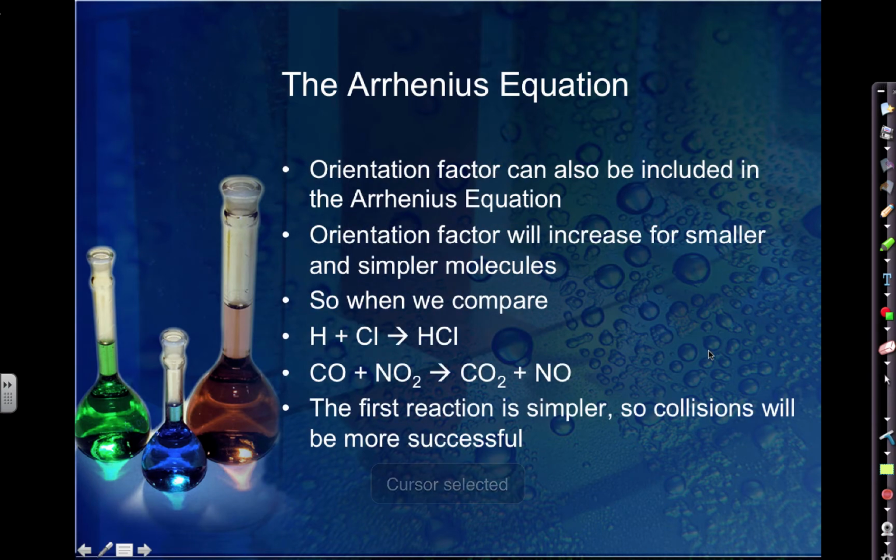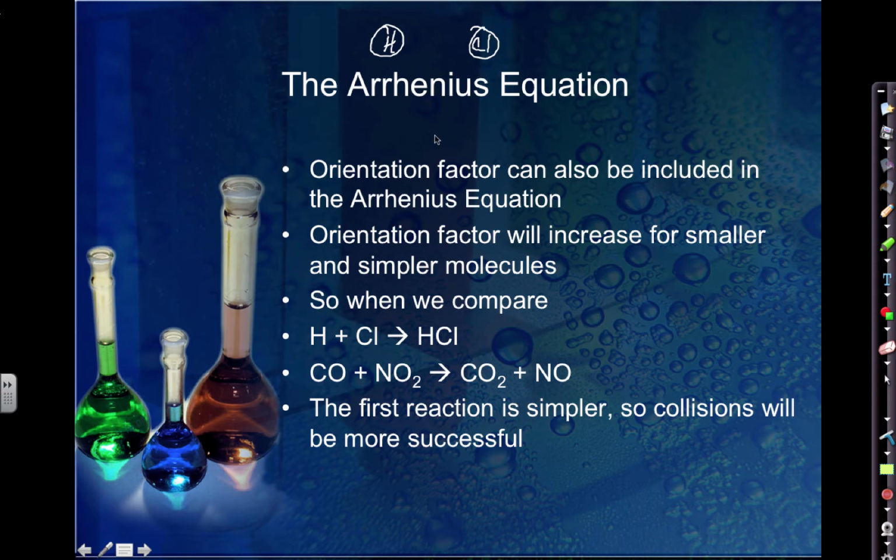Now, orientation factor is also important. The orientation factor is going to be smaller for simpler molecules. So if we're going to compare 2 reactions, let's say H plus Cl produces HCl. Well, we just have 2 atoms here. So for them to collide with each other, there aren't really many ways they can orient themselves.